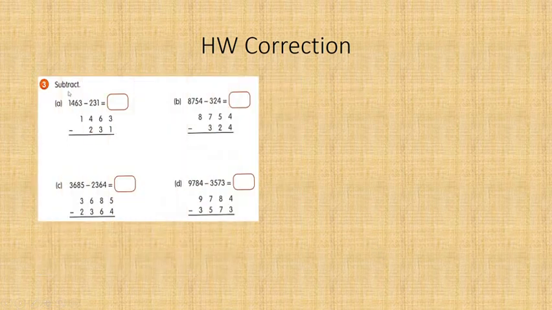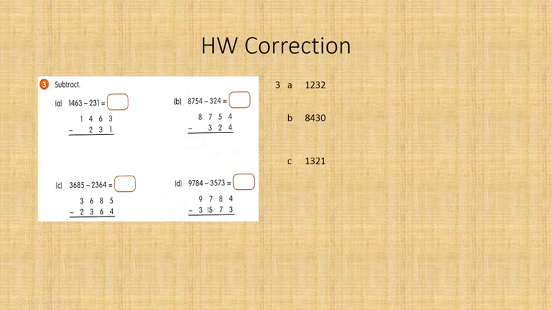Okay, let's go to question number 3. 1463 minus 231. Here it's going to be the same thing, like the previous question. 3 minus 1 equals 2, 6 minus 3 equals 3, 4 minus 2 equals 2, and 1 minus nothing equals 1. Question number B. Here it's 4 minus 4 equals 0, 5 minus 2 equals 3, 7 minus 3 equals 4, and 8 minus nothing equals 8. So it's easy, huh? Okay. Question number C. 5 minus 4 equals 1, 8 minus 6 equals 2, 6 minus 3 equals 3, and 3 minus 2 equals 1, so the answer is going to be 1321.